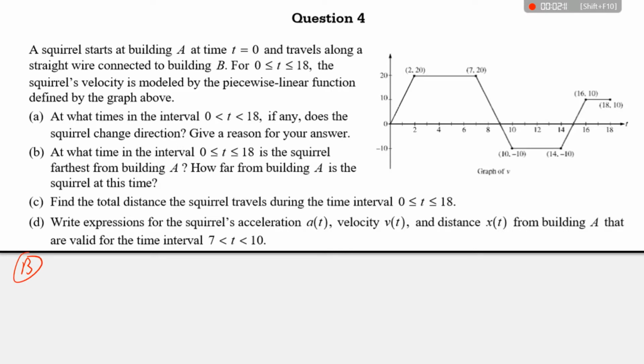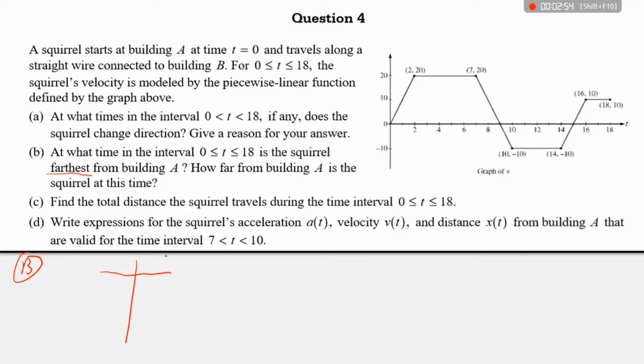Part B. Fastest from building A. So fastest is when it has high velocity. Sorry, this is not fastest, this is the farthest, which means the total area is the biggest. So at t equals 9, it is the farthest from building A. And we're going to have to prove it.